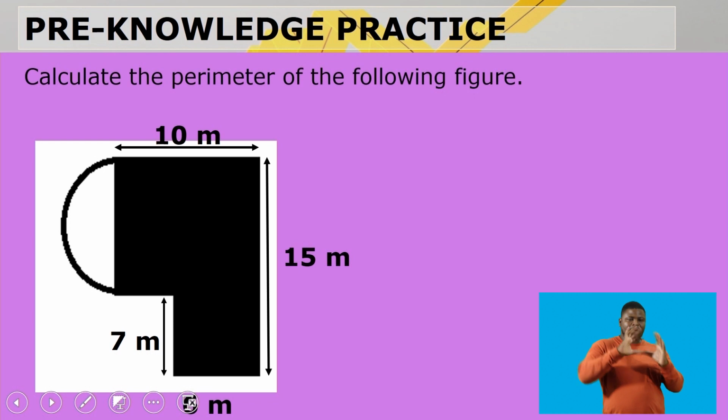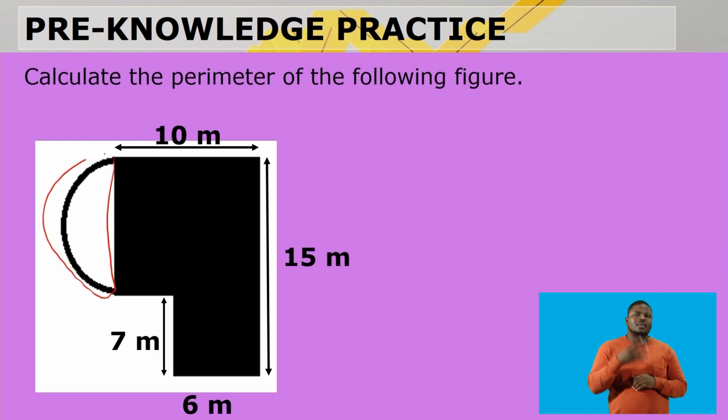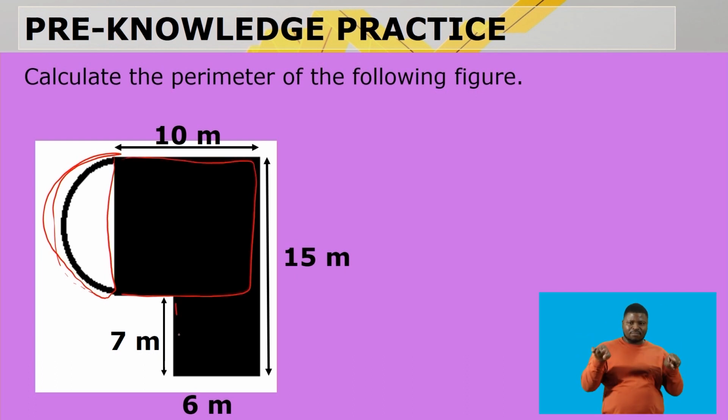Now let's go to a pre-knowledge question. Calculate the perimeter of the following figure. Now, as you can see, this figure is irregular, meaning there is no formula that we can use to calculate the perimeter. So we need to go and look at what is given. We have got a semicircle over there, and we've got a square and a rectangle. Well, it can be a rectangle there as well, if you wanted to cut it like that.